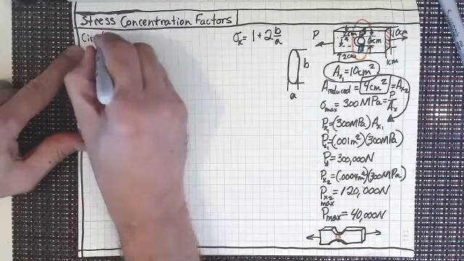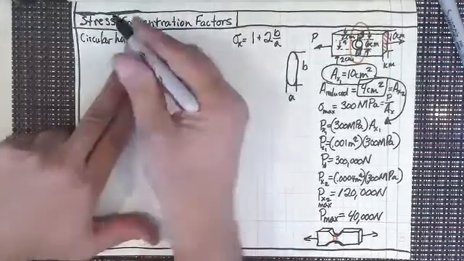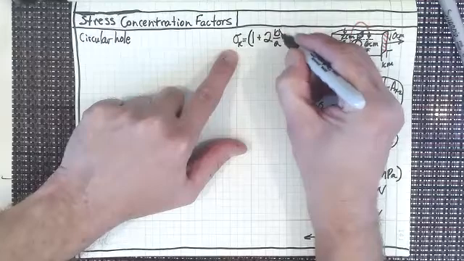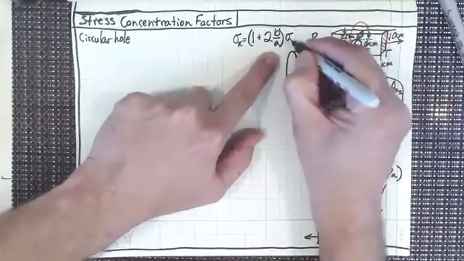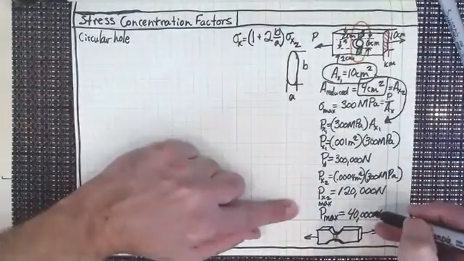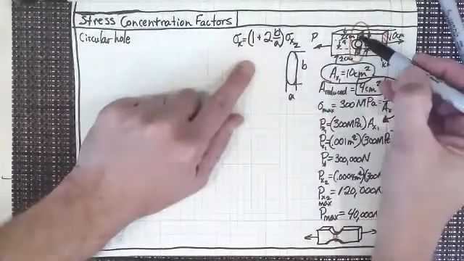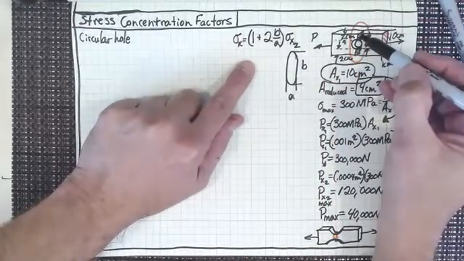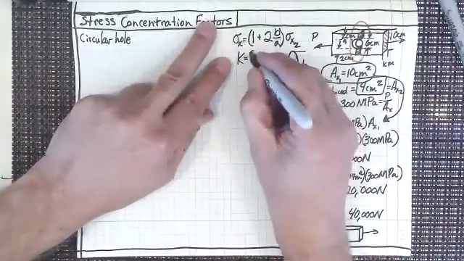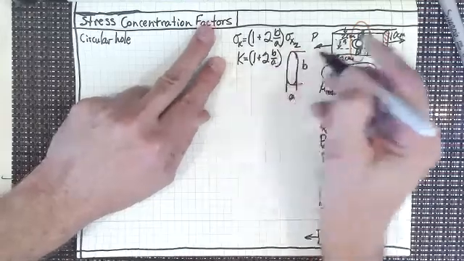Circular hole, right? Wouldn't that be the minimum? Oh, wait a second. Yeah, that is this times sigma at x2. So the stress that we find at this point right here. Okay, so basically I'm saying that K, the stress concentration factor, is 1 plus 2b over a. And that's really how we write it anyway.